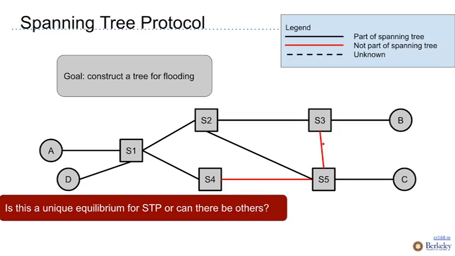Is this unique? Could there be others? Could we think of others? Are you saying it is not unique, or it is unique? It is unique. Yeah, because it would be really bad if it wasn't, right? Because we are running a distributed algorithm. If different parts of the network thought of a different tree, then we couldn't really do correct flooding on it.